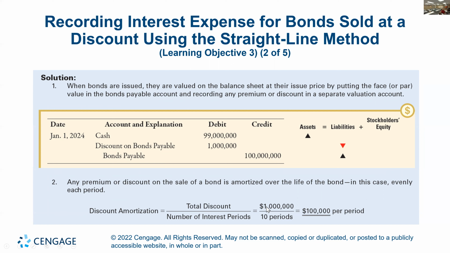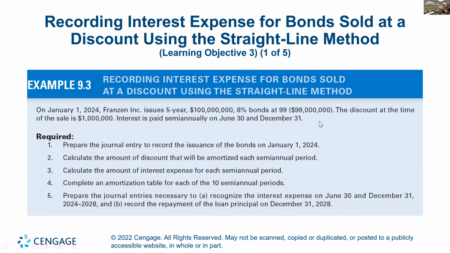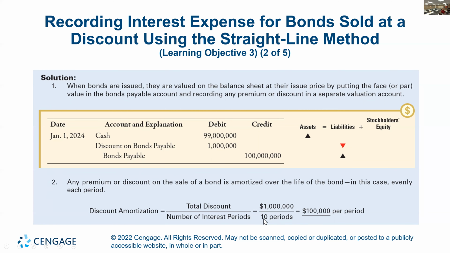So we have $1 million in our discounts on bonds payable. We are going to have 10 periods of interest where we make interest payments. That is because it is a 5-year bond paid semi-annually. So we're going to do interest twice a year, 5 times 2. That is what makes the 10 interest periods. So every time we make an interest payment, a cash payment, $100,000 of the discount is going to get amortized or removed from the books.